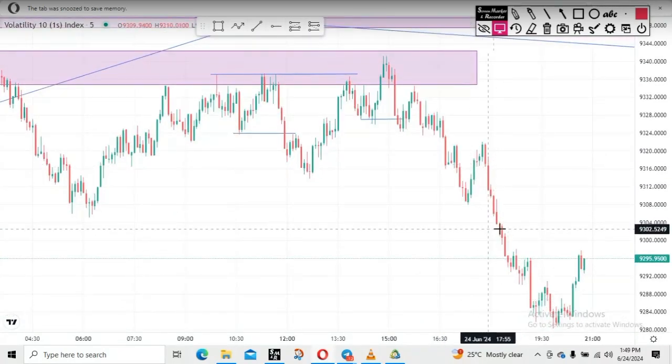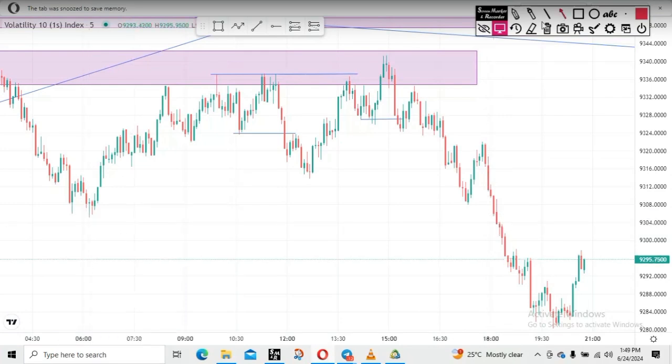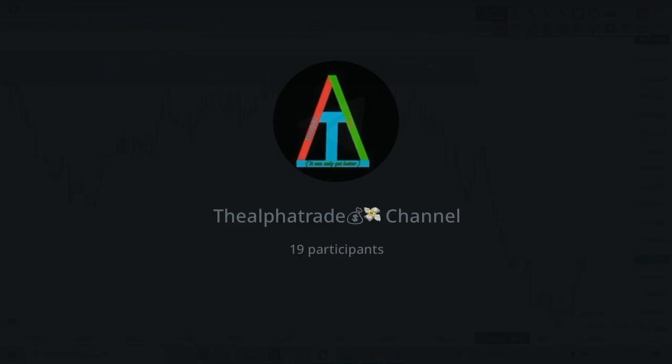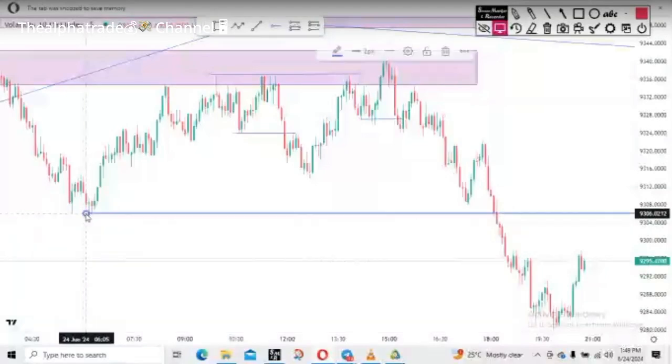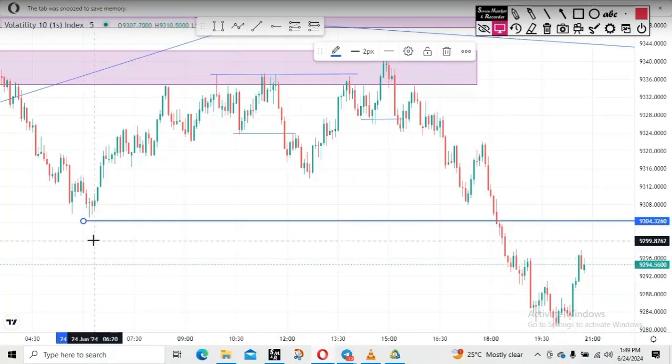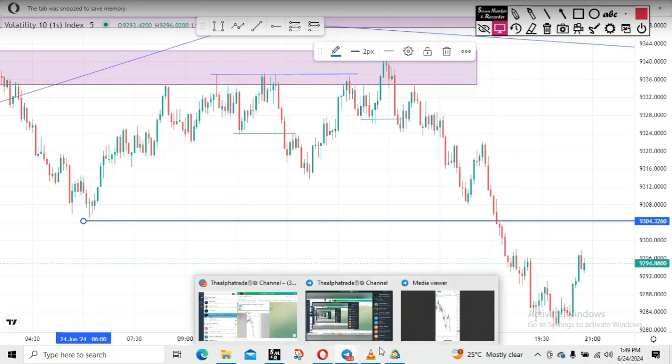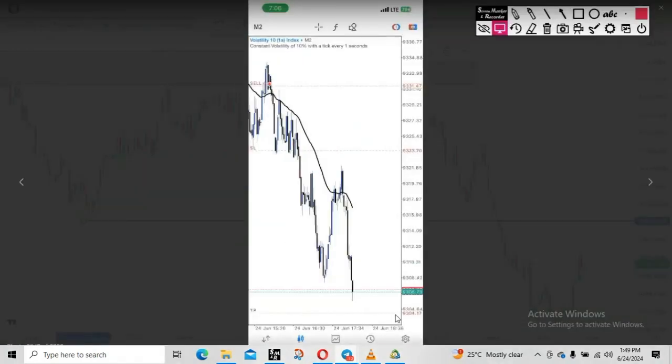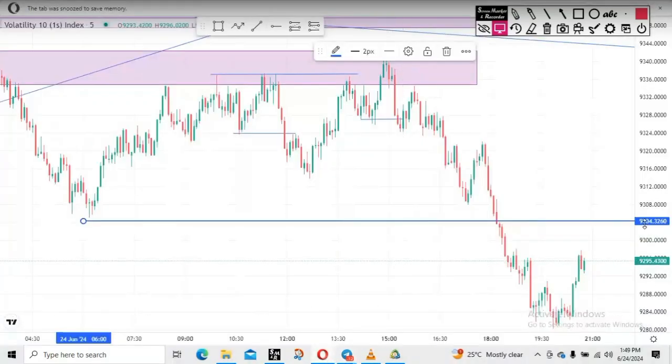I left this very low. That was what I used. This low, I used this low as my exit point, a little bit below it. Somewhere here, that was where I exited the market. That was where my take profit actually was. I think this is it, this 9304. This is exactly where I placed this. 9304, that's where my take profit was.